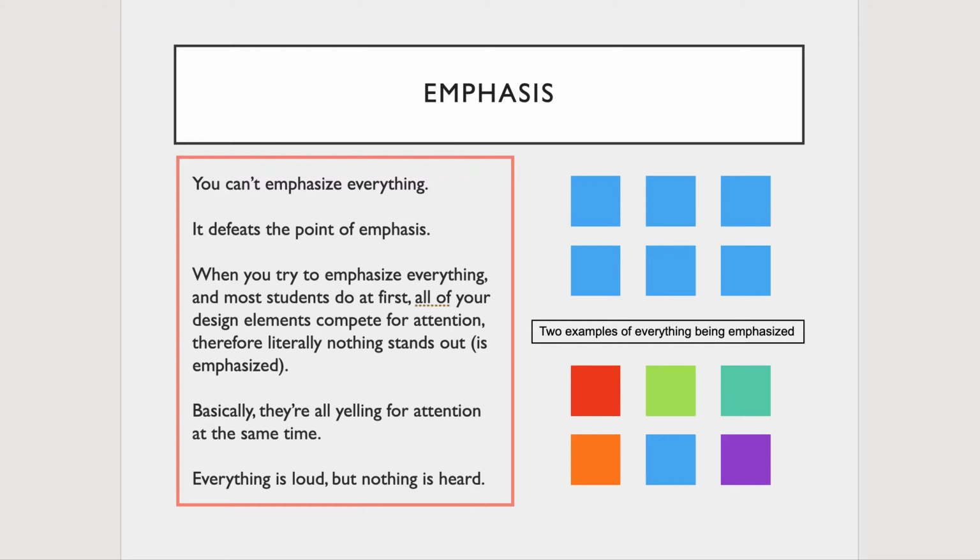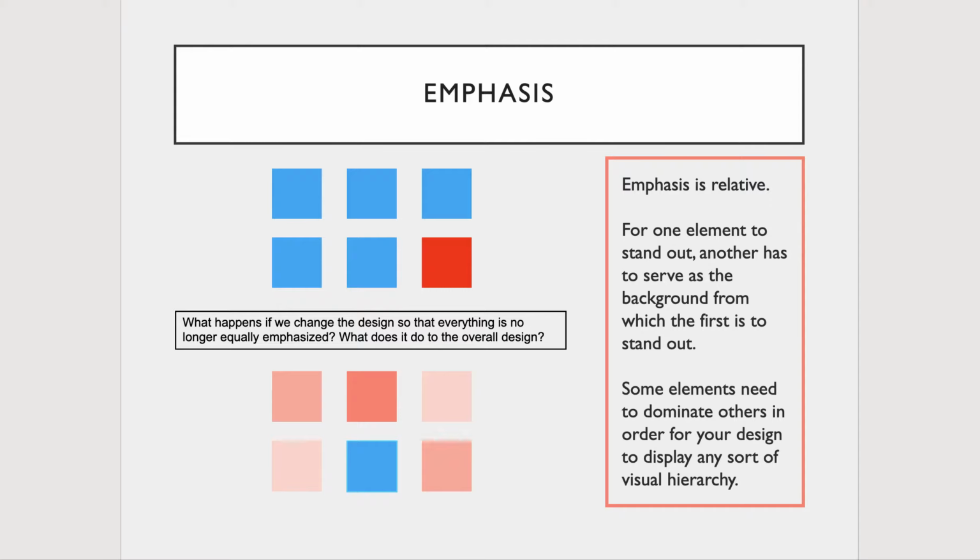And so the example on the right is nothing is being emphasized in the first image. Everything is being emphasized in the second image. Now, I like the colors, but they're all equal. What's the focal point? How do we address it? How do we change it? How do we make it different? All right, well, let's talk about that.